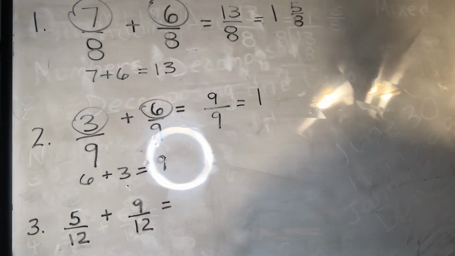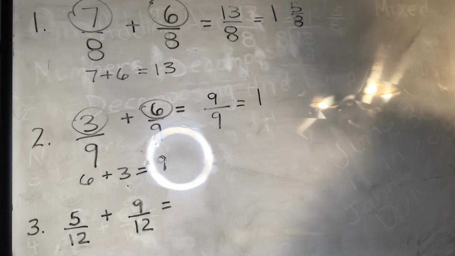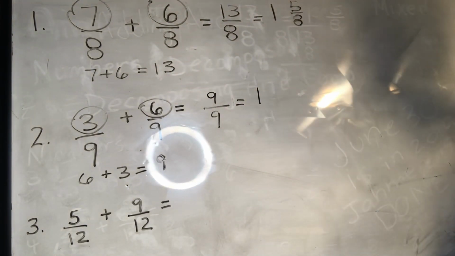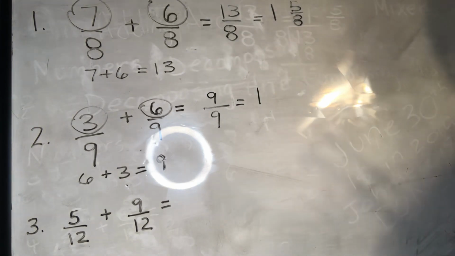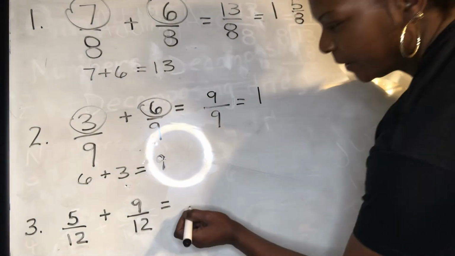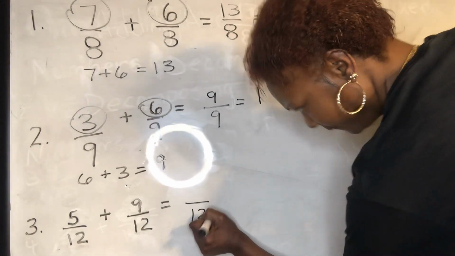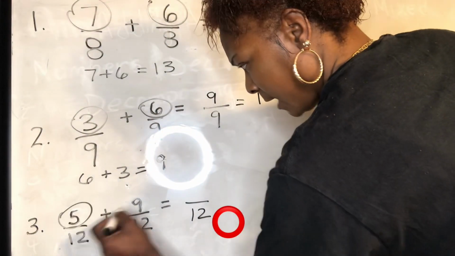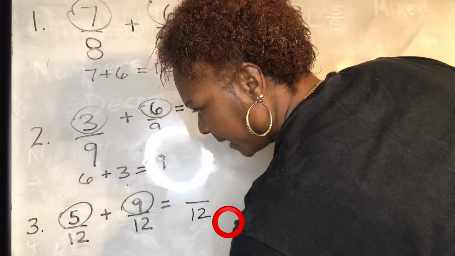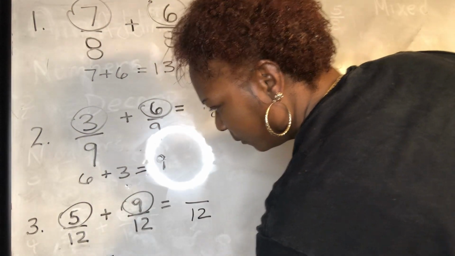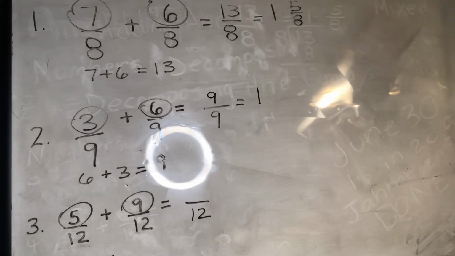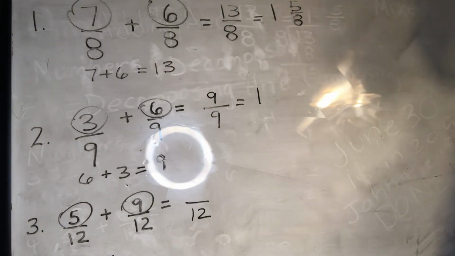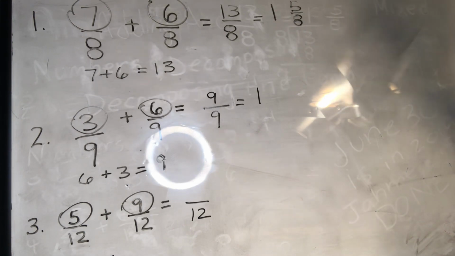Alright guys, so we're just going to move on to our third practice problem here. So we got 5/12 plus 9/12. And I know everyone knows we're going to make that a 12. That's right, guys. And then we're going to circle our numerator. We write our 9 plus 5. We count up 9 from 5. 10, 11, 12, 13, 14.